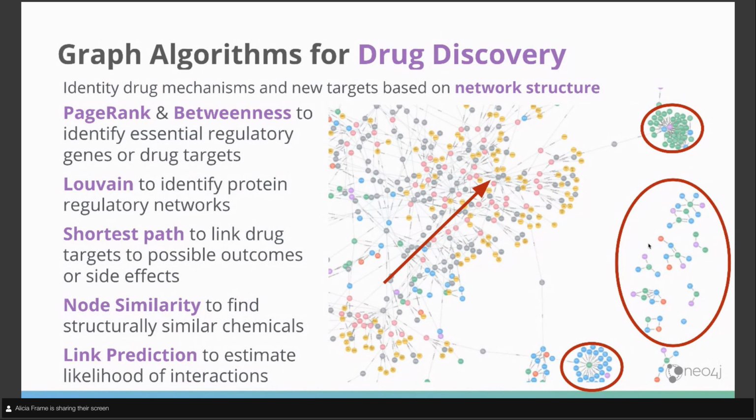And we can use things like node similarity to find structurally similar chemicals. So I have 2 nodes, they're connected to fragments. How similar are they? And Matt will be talking a lot about this later on. And then finally, link prediction is, I want to see there's no edge between these 2 genes. Should there be an edge between them? I can use the link prediction algorithms to calculate that.